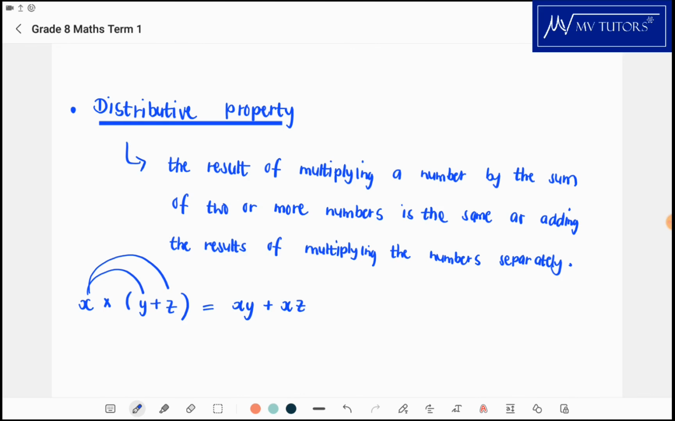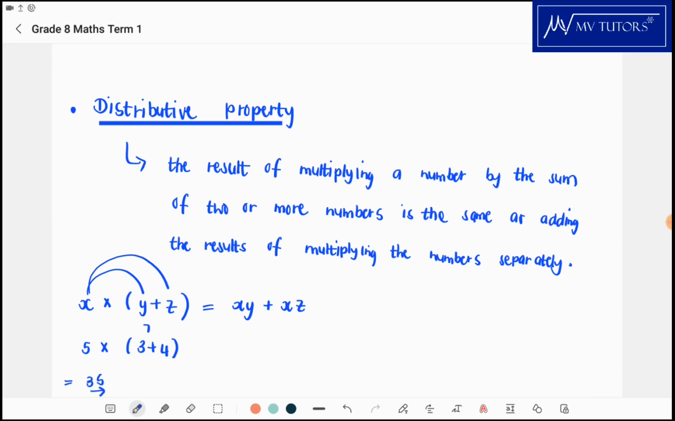But let me not use just variables. Let me use real numbers. So if I were to use, for example, 5 times 3 plus 4. Okay, so I know that 3 plus 4 is 7. 5 times 7 is 35.